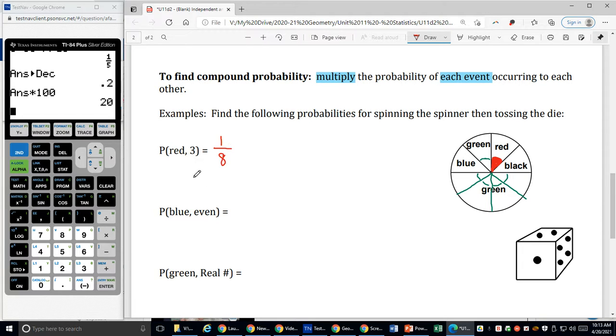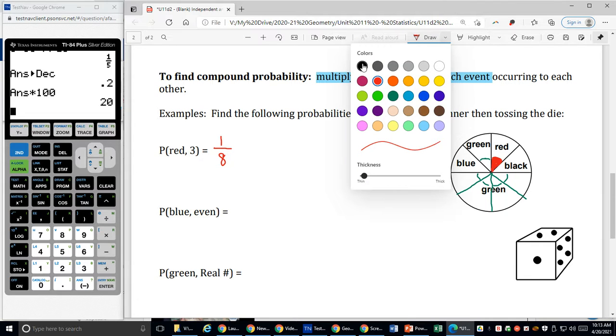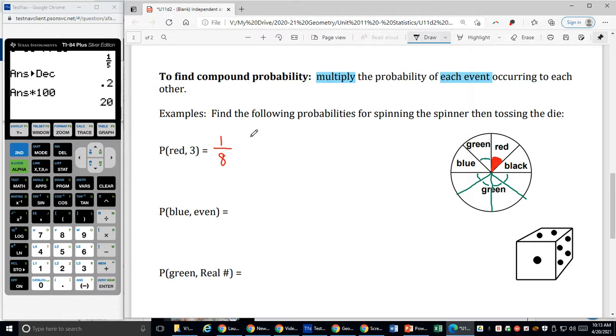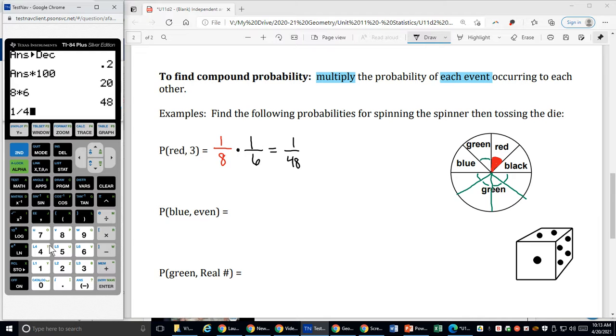So 1 out of 8 is my probability that I will land on red if I spin a spinner on this wheel. Okay. Then I want the probability that I will land on 3. Well, on my die, there's only 1 3, and there's 6 sides. So my total probability, when I multiply those together, is going to be 1 times 1 and 8 times 6. Use your calculator if you want to. And then you can reduce that if it reduces. 1 out of 48 doesn't reduce. It is what it is. 1 out of 48.